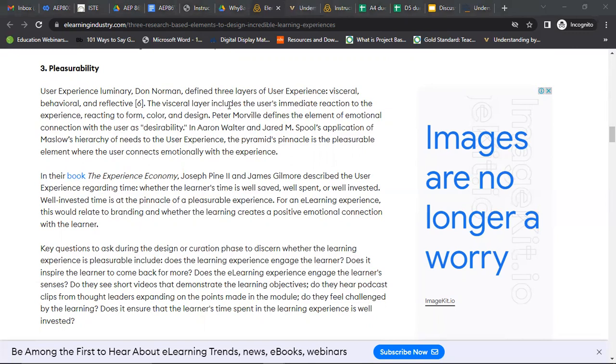So these are my three articles that I chose, and I will try to incorporate them in my learning.